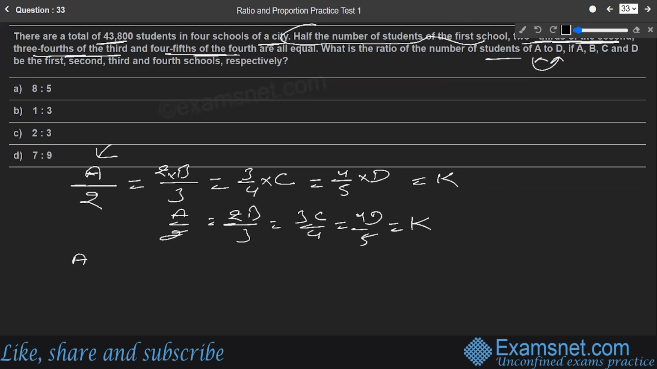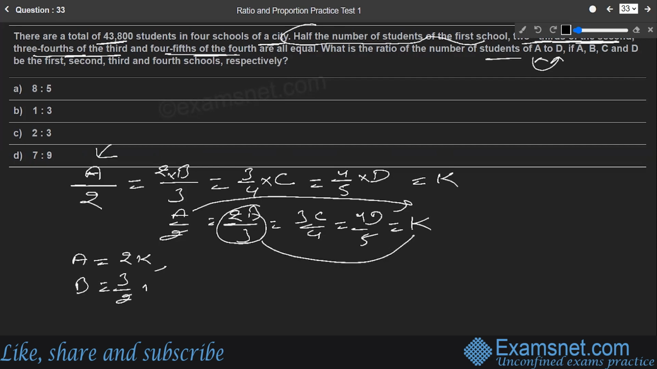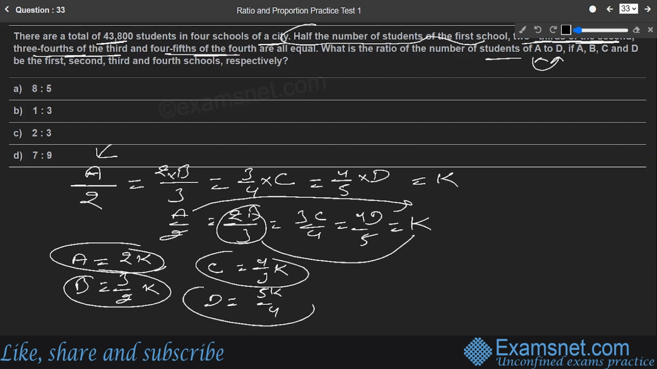For example, if A by 2 is equal to K, then A in terms of K will be 2K. Similarly, if 2B by 3 is equal to K, then B can be termed as 3 by 2 of K. Similarly, C can be found out as 4 by 3 of K and D as 5K by 4. So these are the individual strengths of the schools in terms of K. Why have we done that?